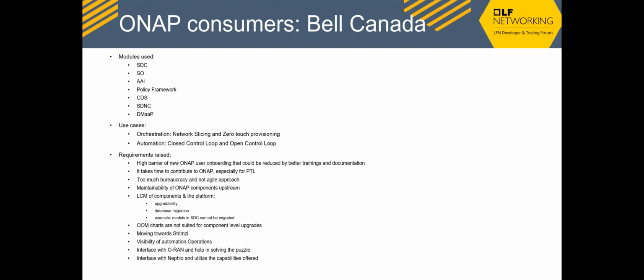What is important is that it was raised, and not only by Ram, that we have too much bureaucracy, we don't have an agile approach, and we need to focus on improving this area. Also, the way you can operationally manage ONAP, like for upgrades and so on, is something that we could consider as an action point to improve.